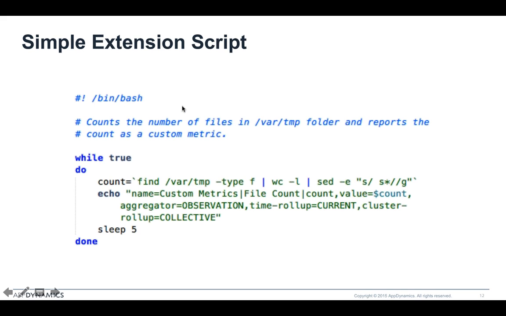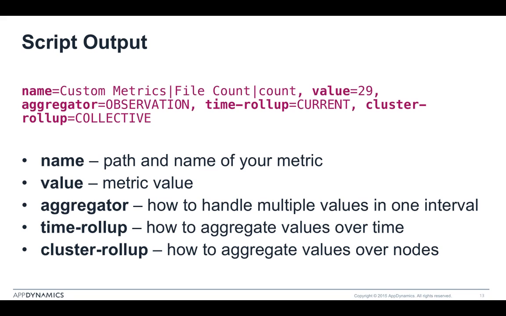So there's my script. Again, I have all of this in the slides so that you can go back and refer to it later. And here's the output that you saw from the script. Okay, so you have the metric name. It's kind of a path separated by pipe symbols instead of slashes. So the common convention is to put everything under a folder called custom metrics, and then the name of your extension, and then I'm creating a metric called count, and the current value is 29, and then you have these three entries that tell the agent how the data is going to be aggregated.